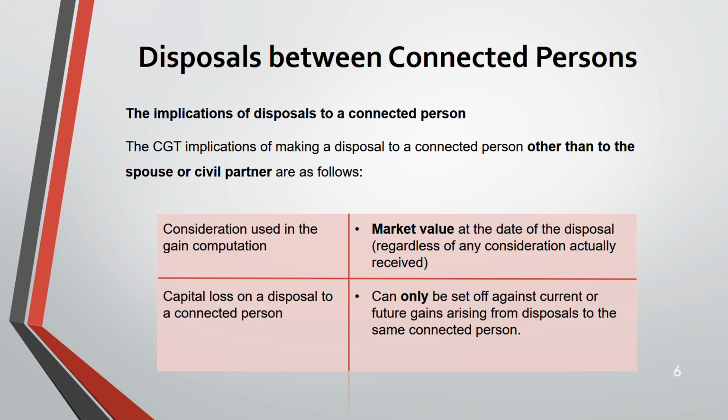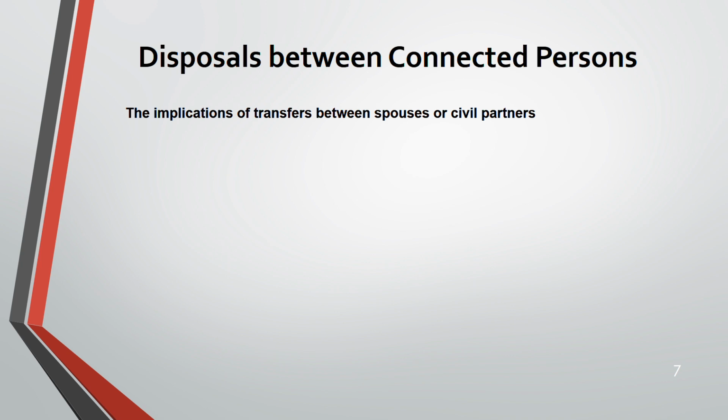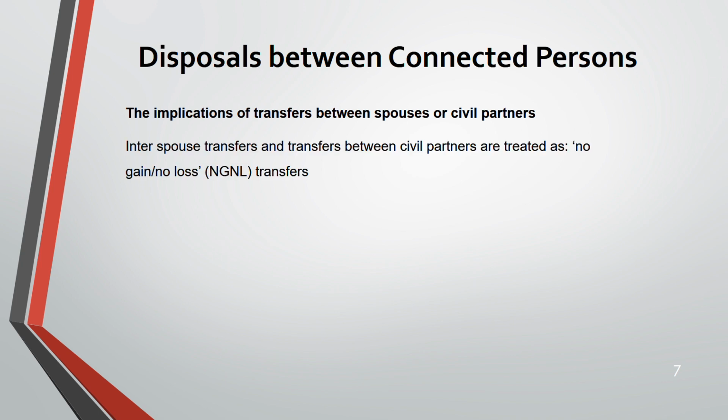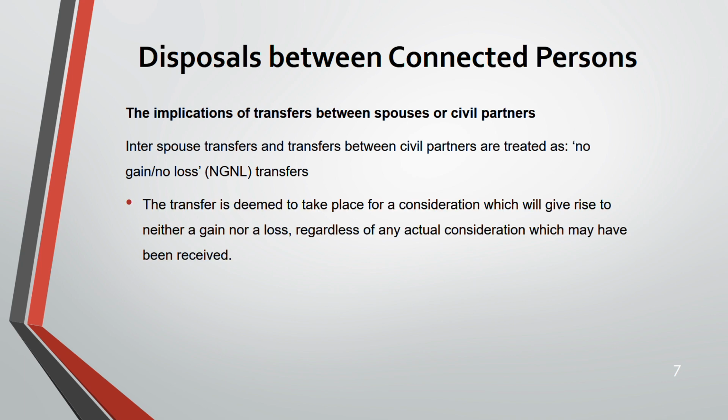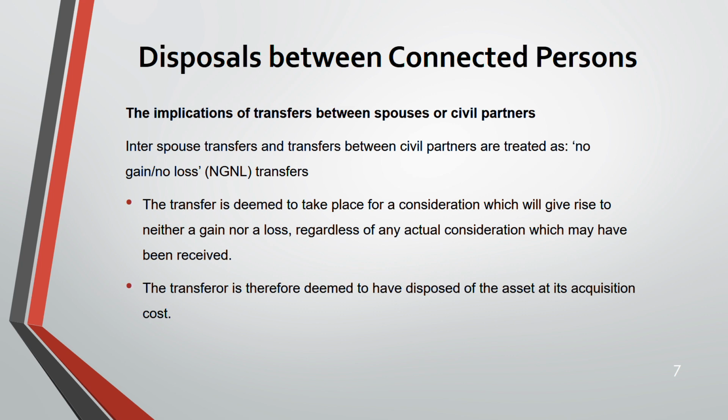Now, if it is transactions between spouses, remember this rule. Most of the time in ATX they give spouses. I've seen this in past papers. It is a no gain, no loss transfer. That means the consideration has to be such that it will give rise neither to a gain nor to a loss. The actual consideration could be anything. The transferor is therefore deemed to have disposed of the asset at his acquisition cost. Because if the sale price is equal to the acquisition cost, minus the acquisition cost, you will not have any gain or loss.